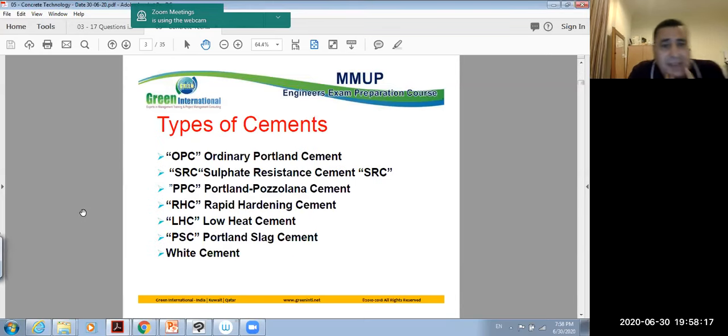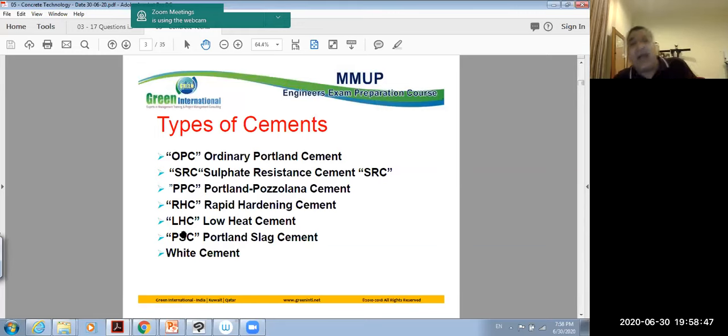Types of cements: OPC, ordinary Portland cement; SRC, sulfate resistant cement; and PPC, Portland pozzolana cement. By the way, this type of cement is different because it depends on the project element of the cast element, whether under the sea, offshore or onshore, whatever. It depends on the element itself. Rapid hardening, low heat cement.